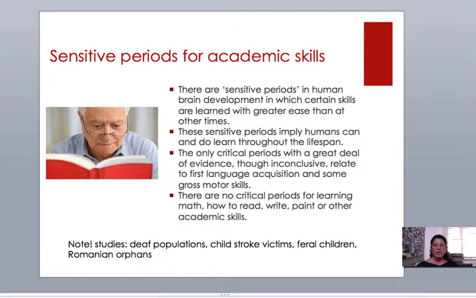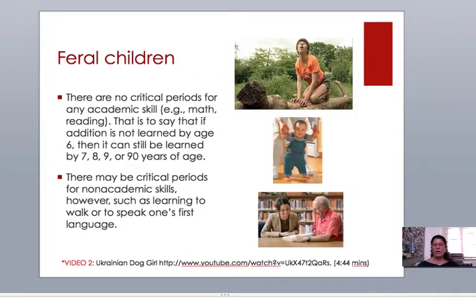We're not really sure because there's so few studies out there. Deaf population, stroke victims, feral children, Romanian orphans. There's very few of these incidences, thank goodness, but it doesn't give us 100% proof to say that there is a critical period for your first language. However, the evidence that's out there is rather strong. We know that there's no critical period for learning something like math or for reading or for writing, but there may be a critical period for speaking your very first language.